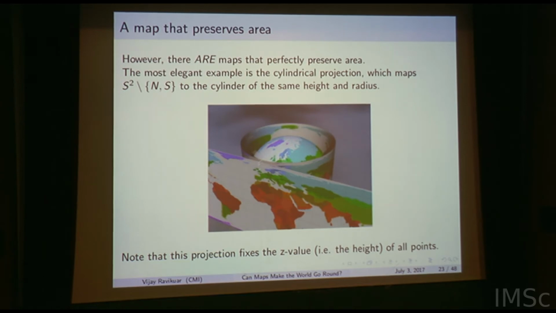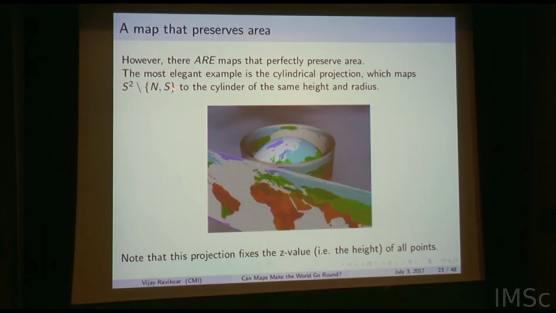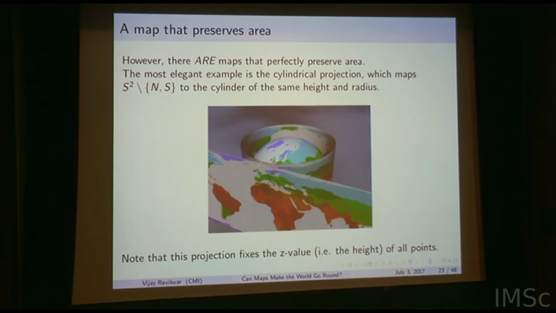The way the cylindrical projection works is you take the sphere, S2, you subtract the north pole and the south pole, and you take a cylinder with the same height and the same radius. So that cylinder is just going around the sphere. And you project points out onto the cylinder and then unwrap the cylinder. And the way this projection works, it's no longer projecting from the center of the sphere. Instead, we fix z values of points. We fix heights of points.